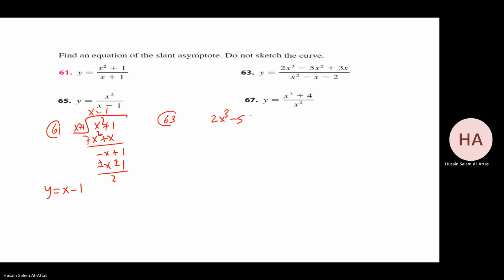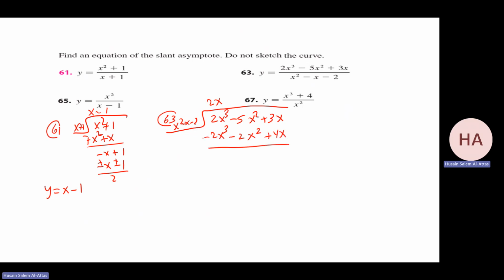Do this over. That will be 2x. So I have 2x cubed minus 2x squared plus 4x. Change the sign. That will be minus, plus, minus. Add them. I have minus 3x squared minus x. That will not make a difference. It's okay. Minus 3x squared over x squared. That will be minus 3. Multiply, minus 3x squared plus 3x plus 6 plus 9.